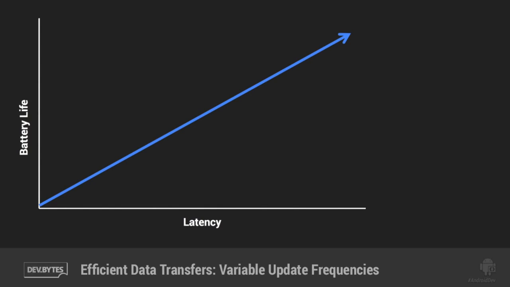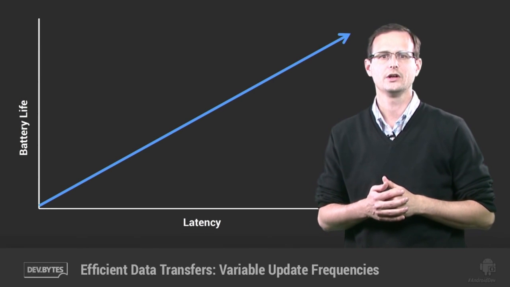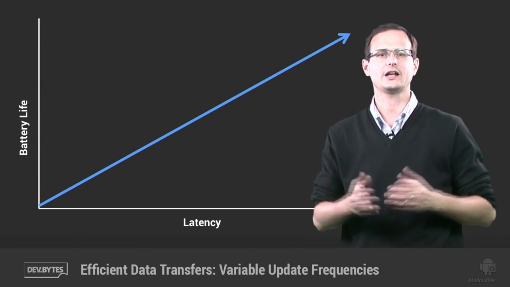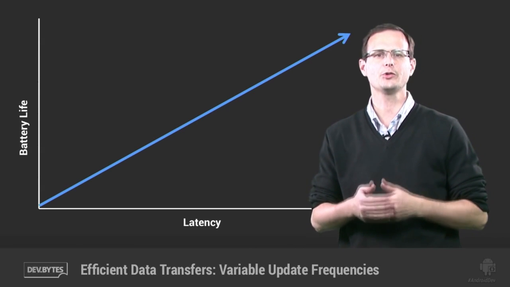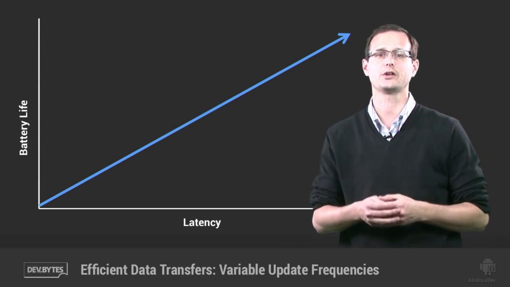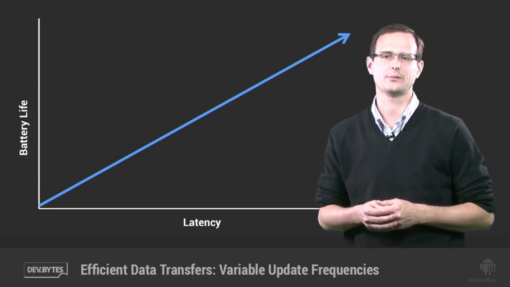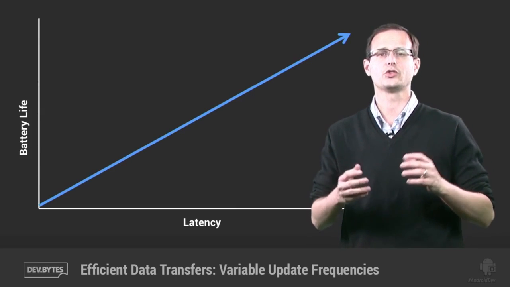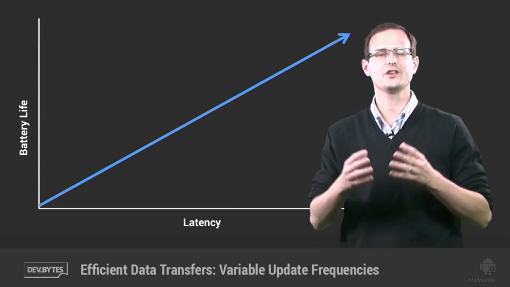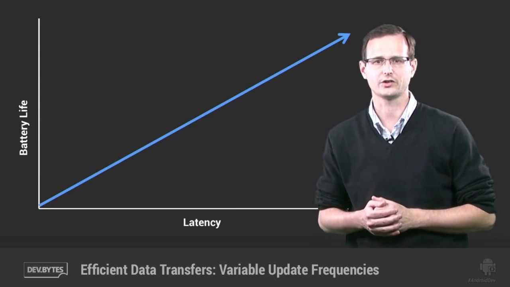This Efficient Data Transfers DevByte is going to look at techniques that you can use to reduce the battery drain of your app without affecting the freshness of your data by adapting the frequency of your updates based on context. In other DevBytes, I've explored ways to analyze your app's transfer profile and optimize it using techniques like prefetching, bundling, sync adapters, and Google Cloud Messaging. The goal is to ensure that you never initiate a transfer that isn't related to a required data sync.